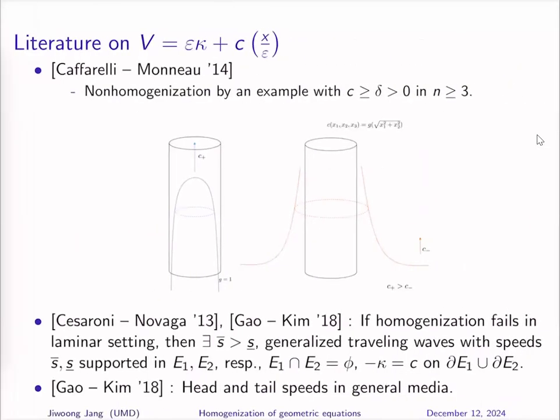Sorry, so before that, in the case of non-homogenization in the limiting setting, they are proven to have two different speeds, an upper bar and a lower bar, and there are generalized traveling wave solutions following the speeds, supported in disjoint sets. Here, generalized means the waves are supported in only subsets of the ambient domain. And on the boundary, the two forces are balanced. And the head and tail speeds, which are identified as the bars, exist in general media, and this is studied in Kao and Kim.